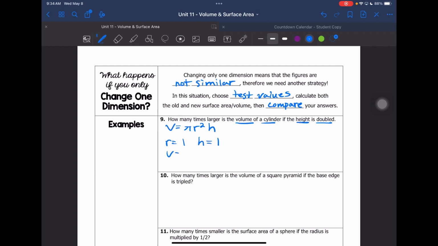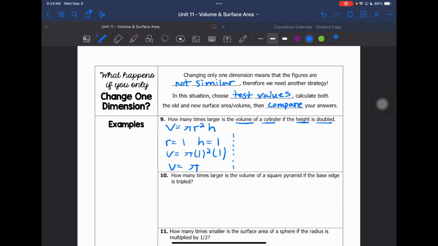So the volume of a cylinder with a radius of 1 and a height of 1 would be pi times 1 squared times 1. Everything times 1 is just the same thing, so the volume would be pi.